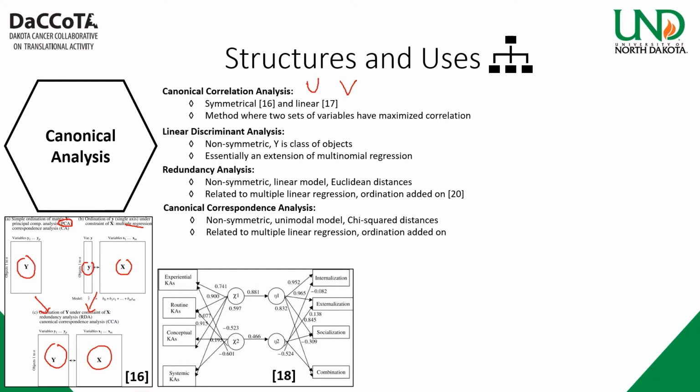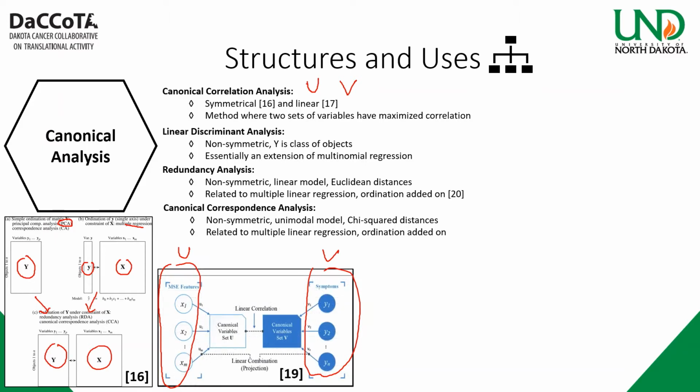So here's one example of what it looks like. You have one set of variables over here, maybe call that u, and call this other set v, and you're trying to maximize the correlation between the two. Here's yet another more general version where you have your x's and your y's, though not to imply causation, and you have your canonical variable set u, canonical variable set v, and then you look at the linear correlation between them.